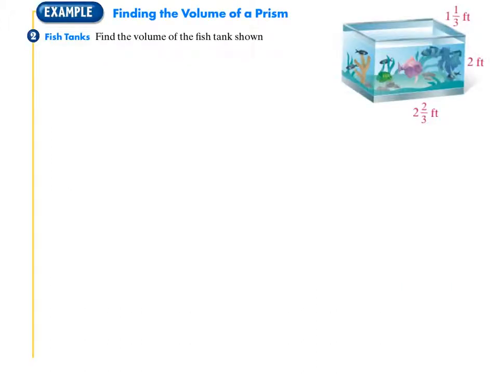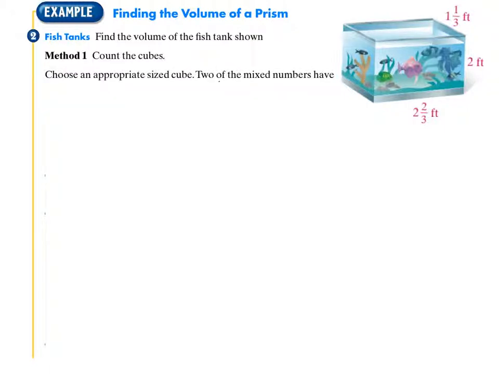Let's look at an example of finding the volume of a prism. So say we want to find the volume of the fish tank shown. The first way we can do it is the counting cubes method. So if we're going to do cubes, we have to think, okay, what size cube should I use? The fraction we're given is in thirds. So our cube size should be 1/3 of a foot cubes.